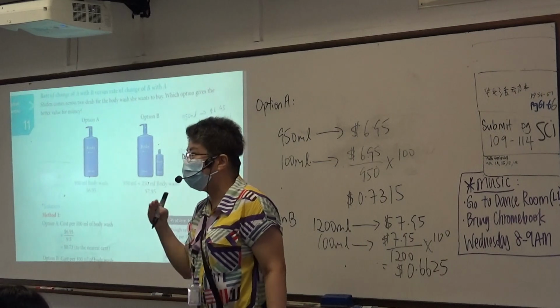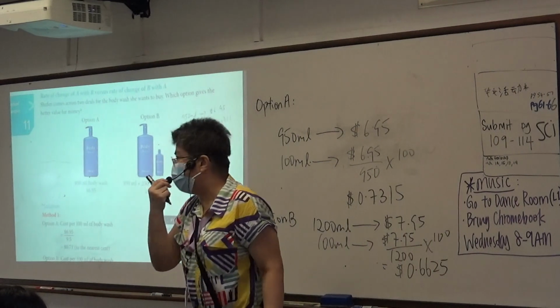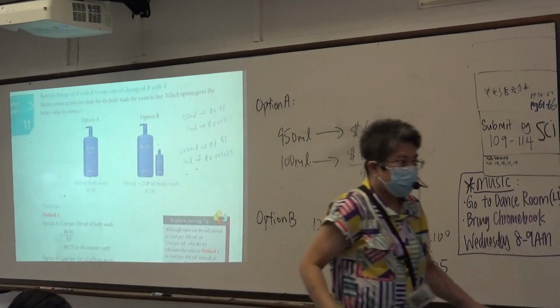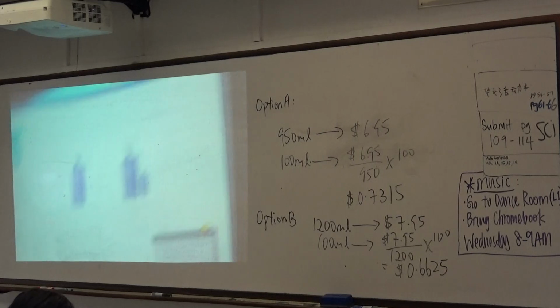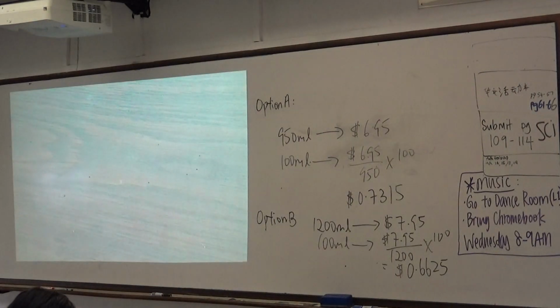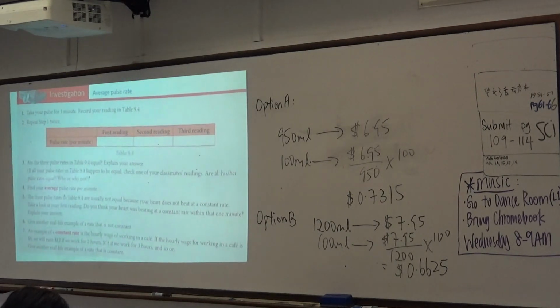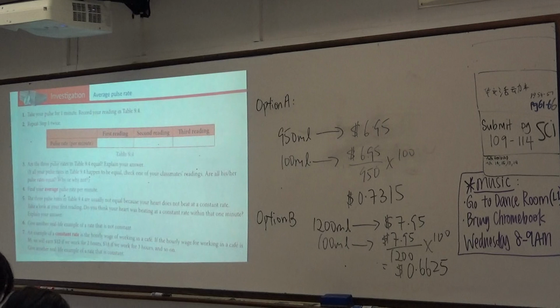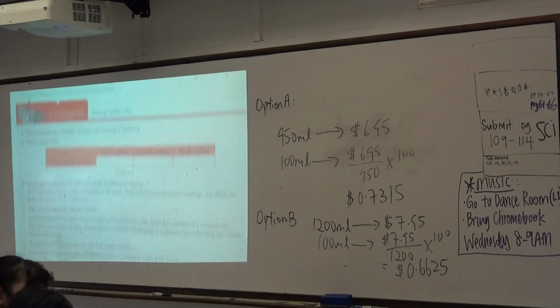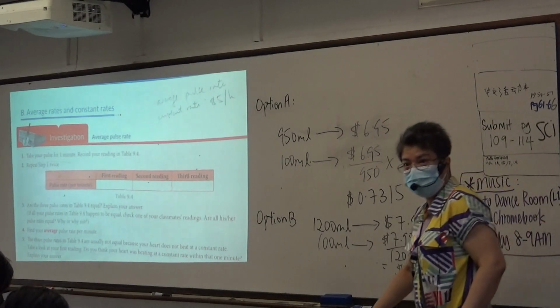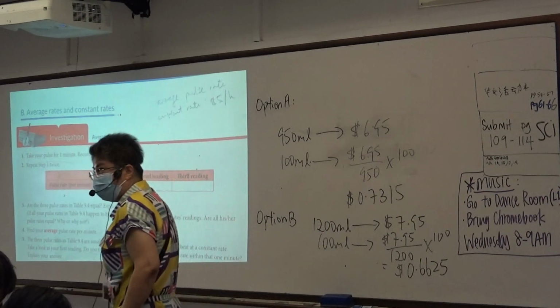I'm going very slowly, because actually this is primary school work. But what I'm worried about is that you do not know how to present. Okay? Alright. Now, next question will be example 12. But before we go on to example 12, I want you to look at this class investigation. What do you mean by average rates and constant rates? This one we must know. Okay, I'm going to explain to you. Clear?